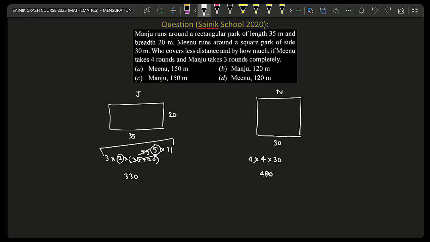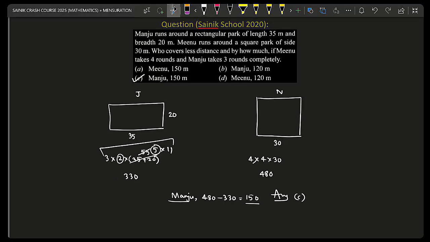Now you can compare. So what is the question that they are asking? Who is covering less distance? Sir, Manju is covering less distance. They're asking one more question, that is by how much? By how much she is covering less? Sir, 480 minus 330. Yes, by how much means we need to find the difference. 480 minus 330. What is the answer? 150. So Manju and 150, where is it? Sir, Manju 150 option C. Option C. Very good, Manaswini.